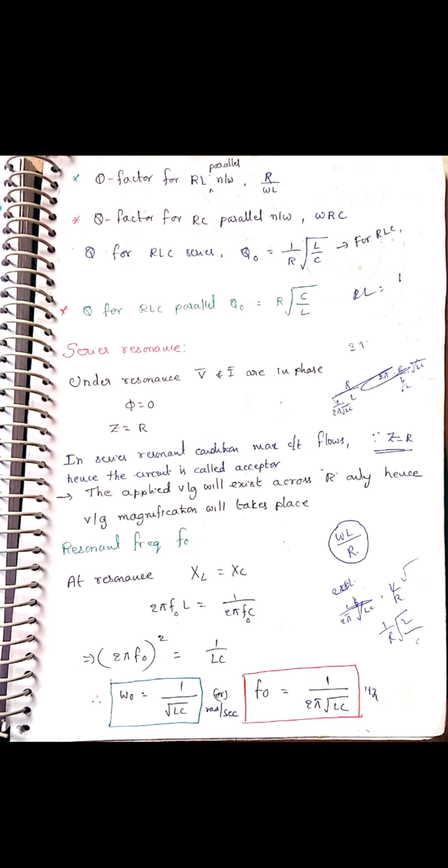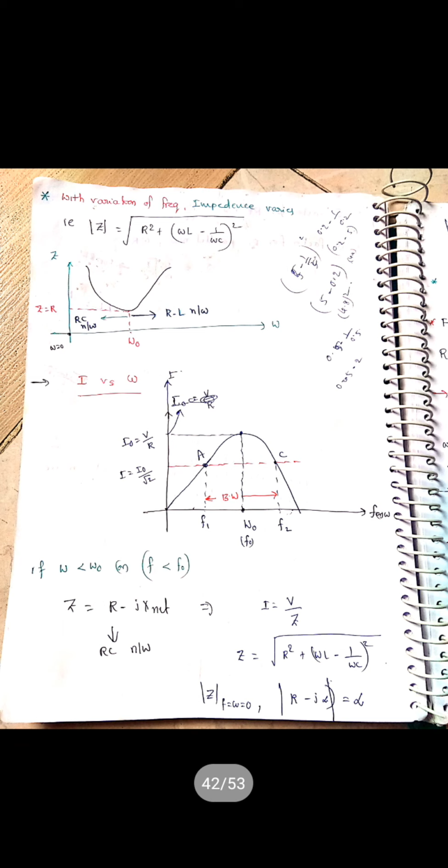Next, the expression for resonance frequency. The resonance condition exists whenever XL is equal to XC, because resonance is nothing but a frequency response. So 2 pi f naught into L is equal to 1 by 2 pi f naught into C. With that we can write the resonant frequency in hertz as 1 by 2 pi into root LC, or in terms of radians per second, angular frequency omega naught is equal to 1 by root LC. 1 by root LC is the expression for resonance frequency.